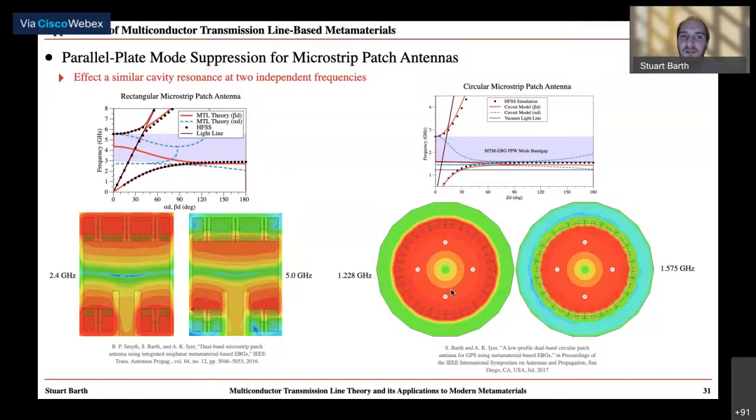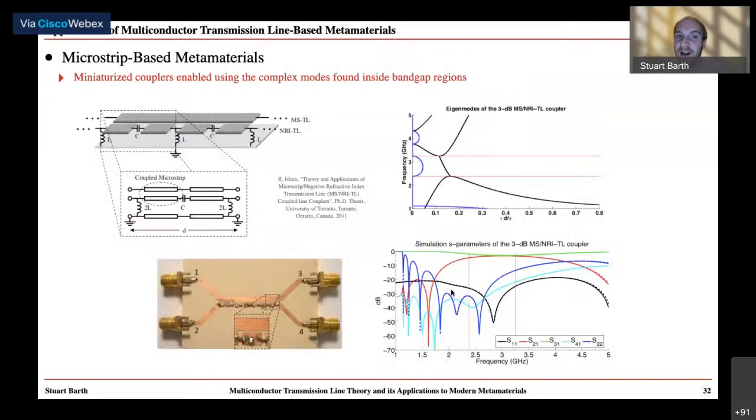Other applications of this work include miniaturized couplers, enabled using the complex modes found inside of these bandgap regions. So for example, in the work of Dr. Islam, also from the University of Toronto, he showed that if we had 2 adjacent microstrip-based metamaterials, one supporting a left-handed backward mode and one supporting a right-handed forward mode, again, they would couple, form a bandgap region, which had these complex modes in them.